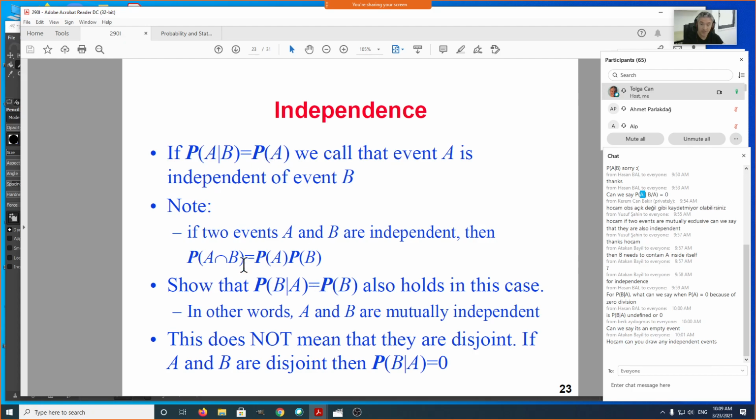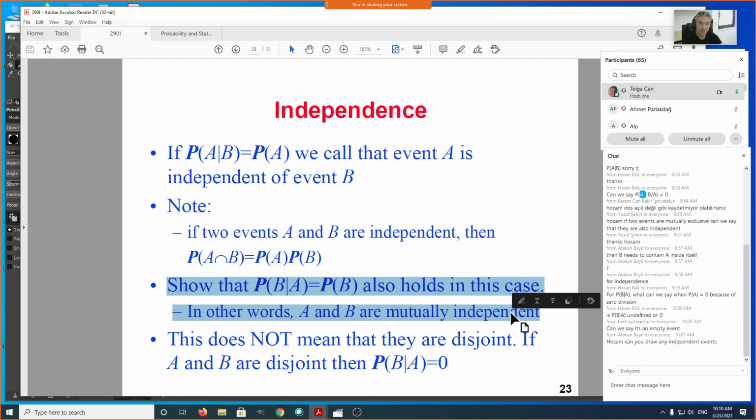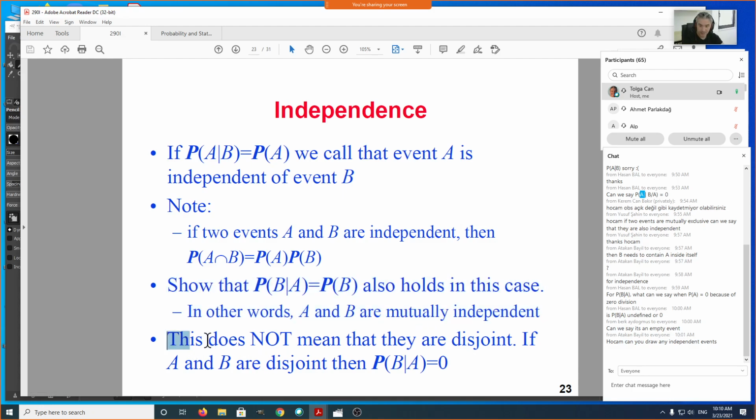Here you have proved that if P(A given B) is equal to P(A), if this conditional probability is the same as the unconditional probability, we call event A independent of event B. If these two events are independent, then by using the conditional independence formula, we can write the intersection like this. They all check out. We also showed that the vice versa is true: if they're independent, P(B given A) is also equal to P(B). This is also something we discussed. If they are disjoint, by the way, the term disjoint also means mutually exclusive.